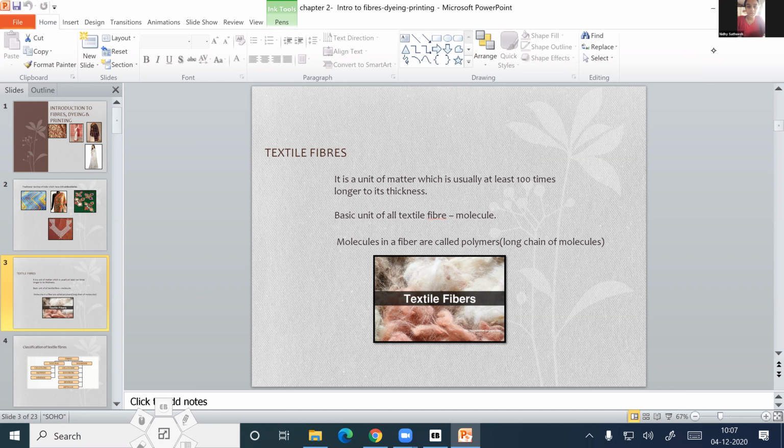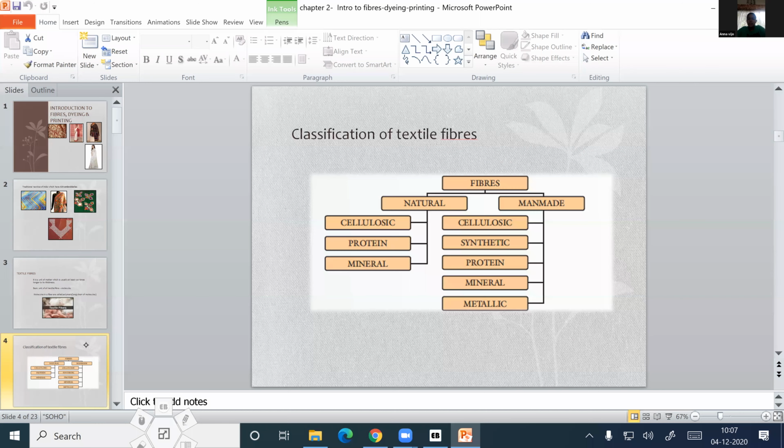It is a unit of matter which is usually at least 10 times longer than its thickness. Yeah. The unit of all textiles is a molecule. And molecules in a fiber are called polymers, long chains. Okay, so everyone has understood. And the classification of textile fibers. Tell me the classification of textile fibers. There are two types of fibers, natural and man-made. Natural can be divided into cellulosic, protein, and mineral. Then the man-made can be divided into cellulosic, synthetic, protein. They are classified by their chemical composition. Okay, not divided into. They are classified by their chemical composition.